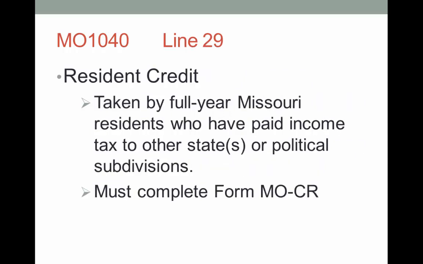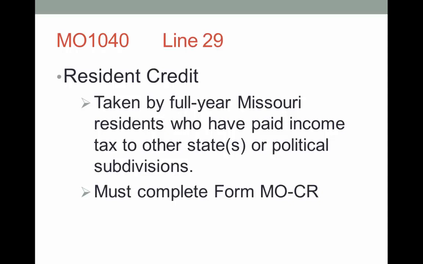Next, I want to skip down to line 29. It's called the resident credit. We do see this periodically at our site. We probably see this in 10 returns out of 300 or 400 that we do in any given season. So there is a chance that you may have somebody who has this issue. If you have a person who was a full-year Missouri resident, but they paid taxes to another state or to another locality, they actually can take a credit against their Missouri taxes paid.